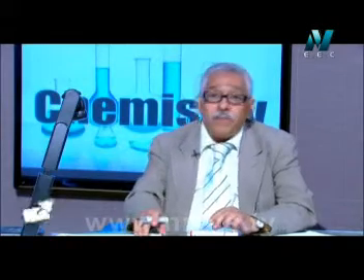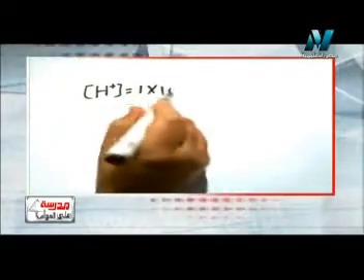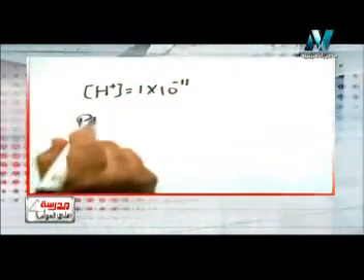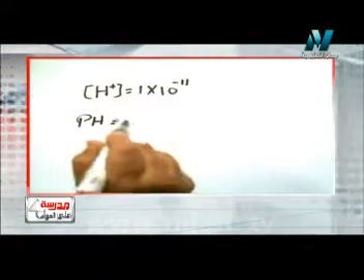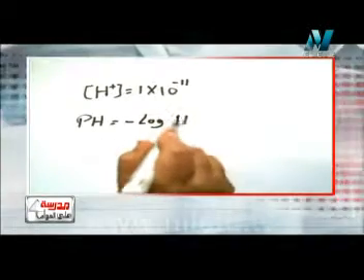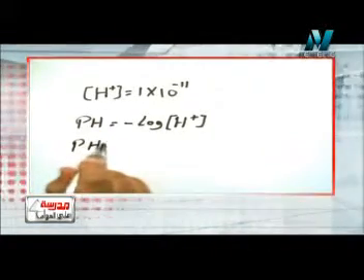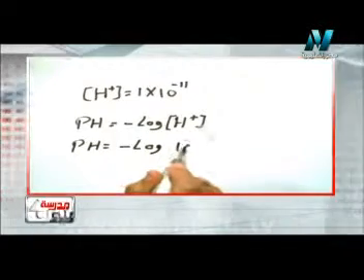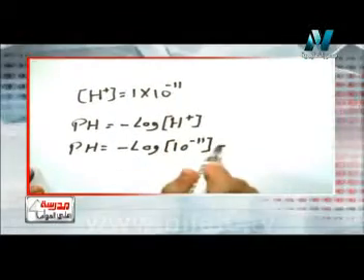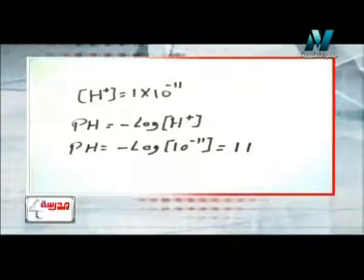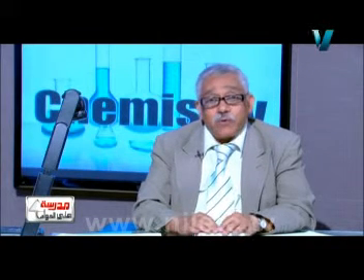But how can we get pH? The concentration of hydrogen in this solution equals 1 times 10 to the power negative 11. The pH value is the negative logarithm of the concentration of hydrogen ion. So in order to get the pH of this solution, pH equals negative log of 10 to the power negative 11, which equals 11. So we can get pH from the negative log of the concentration of hydrogen ion. So we have a definition of pH: pH is the negative logarithm of the concentration of hydrogen.